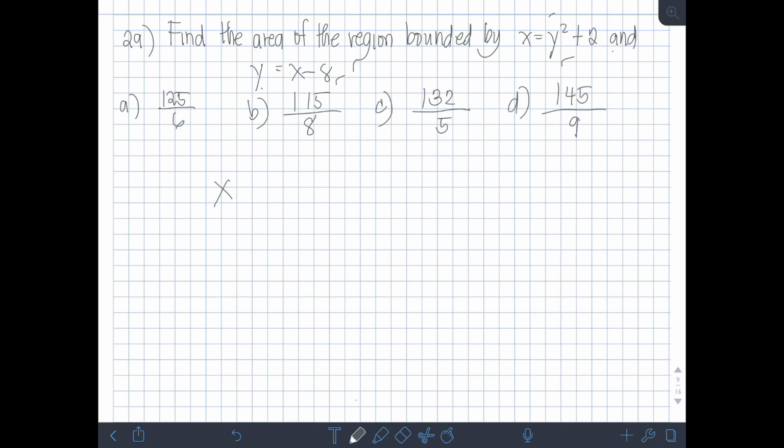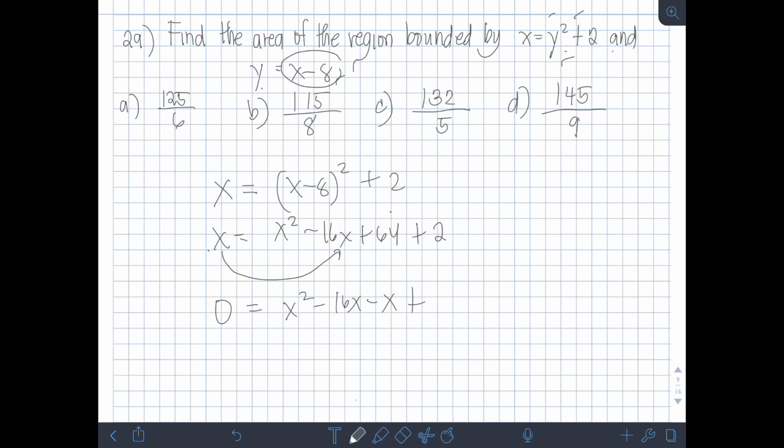So, we have x is equal, itong y, papalitan natin in terms nga na x minus 8. So, we have (x - 8) quantity squared plus 2. And then expand natin yung binomial. So, square of a binomial, x squared minus 16x plus 64 plus 2. Then, transpose natin tong x dito. Magiging 0 na to equals x squared minus 16x, from positive, magiging negative x plus 64 plus 2. Simplify na natin is 66. So, 0 is equal to x squared minus 17x plus 66.